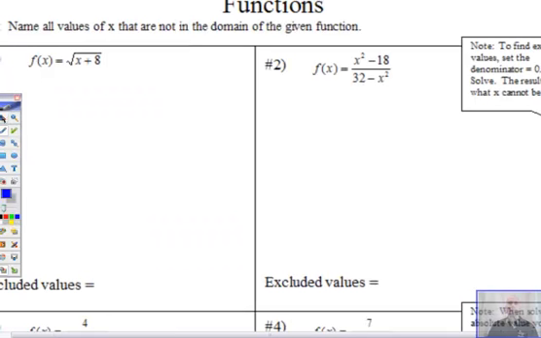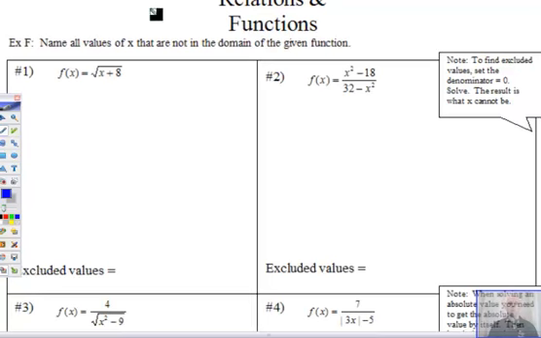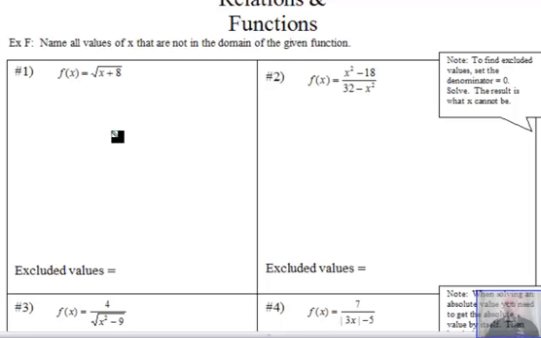Example F. Name all values of x that are not in the domain. It comes in 2 varieties. One variety is if you have a radical, which we do in this problem, and it's an even root radical. This is an even root because this says square root. It means there's actually a little 2 here. It's an even root. So to find excluded, excluded means what we cannot use, because if we did use it, we'd get an imaginary, or we would get an undefined answer.